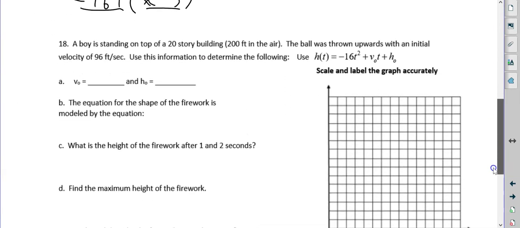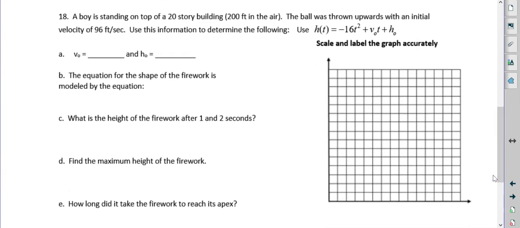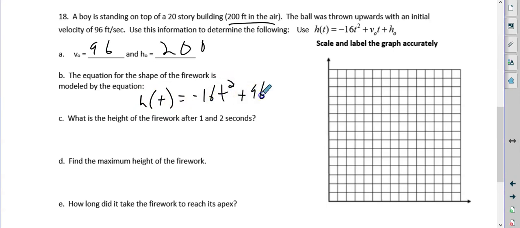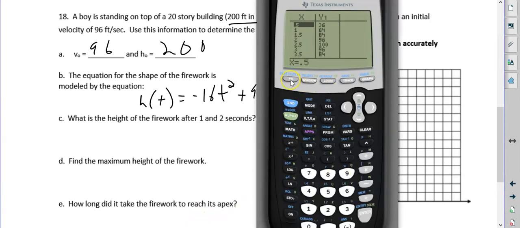All right, last one. A boy is standing on top of a building that's 20 stories, that's 200 feet in the air. Well, that's the initial height. He throws a ball 96 feet per second. Okay, so that gives me h of t equals -16, that stays the same, plus 96t plus 200. All right. Where is it at 1 and 2 seconds? So I'm going to pull up my handy dandy calculator. I'm going to go to y equals and put this in. So again, -16 x squared plus 96x plus 200.